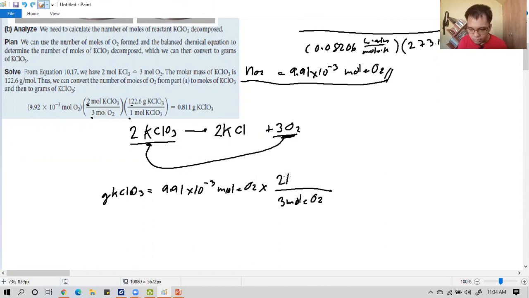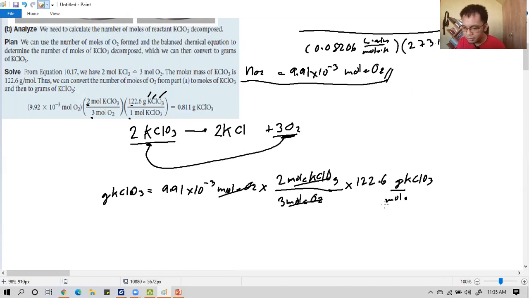2 moles of potassium chloride here, times the molecular weight. Siyempre, di ba, hindi mawawala yan. The molecular weight, titignan nyo sa periodic table, it's the sum of atomic weight of potassium, chlorine, and the atomic weight of oxygen times three. And that is, siyempre, nakasulat dito, 122.6 grams per mole of KClO3. Ayan, so makakancel yung moles of oxygen, makakancel yung mole KClO3. Matitira yung grams KClO3.